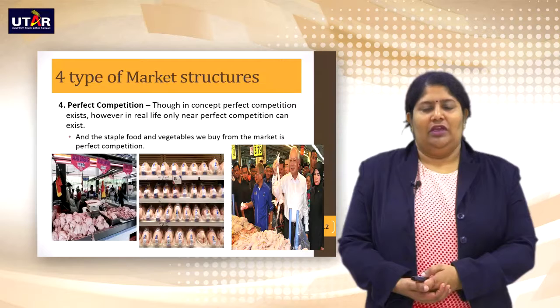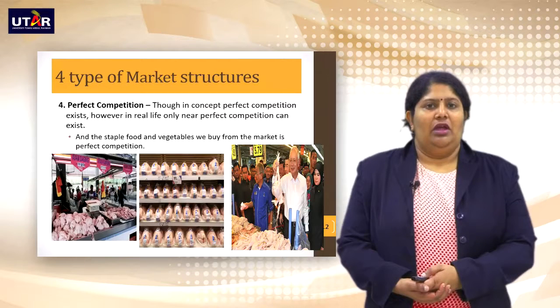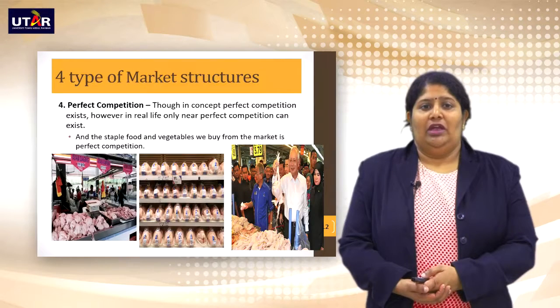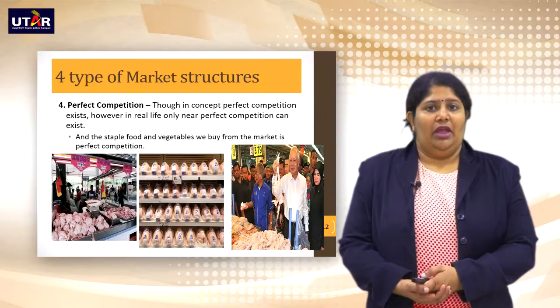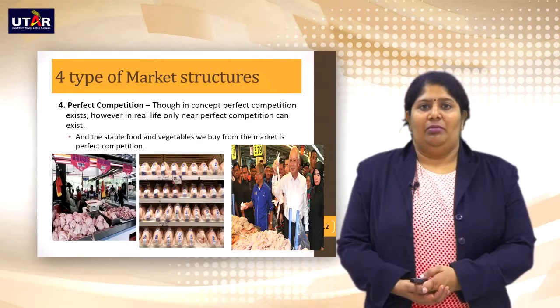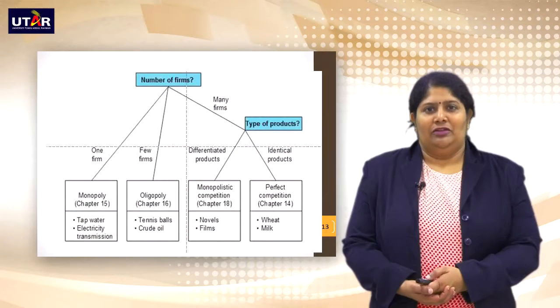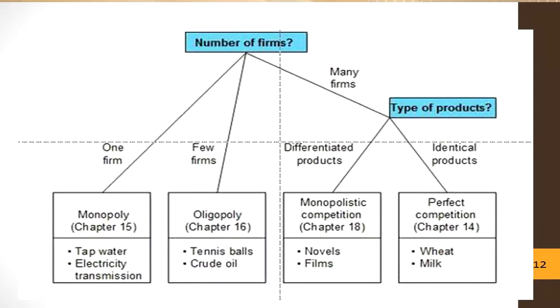The last one is perfect competition. Many firms sell identical products such as staple food and vegetables. These products can be obtained from any supermarket at the same price. For example, milk products, chickens, and so on. So this is the simple framework that summarizes the market structure. That's the end of part 1.